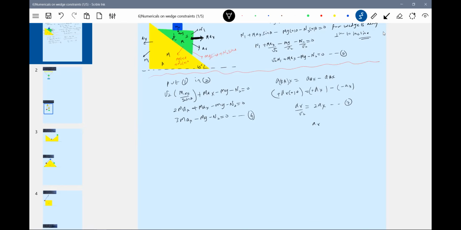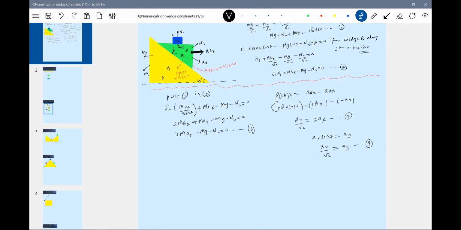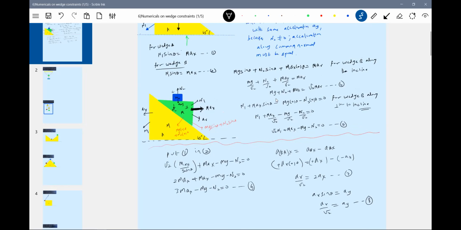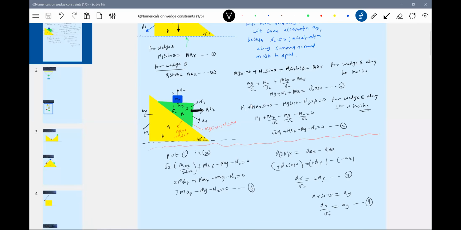So after this, what to do with all this? We know AX. We know AX. Do we know AY? Yes, we know AY. Then what are the unknown things that will come? N1 and N2. I think we have to first get an expression for AR. If you get AR, then all our problems will be solved. So what to do for AR? AR is here, no? AR is here.